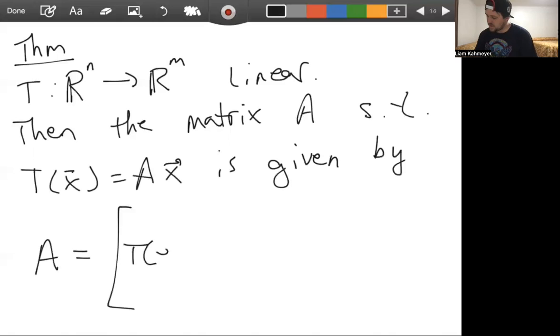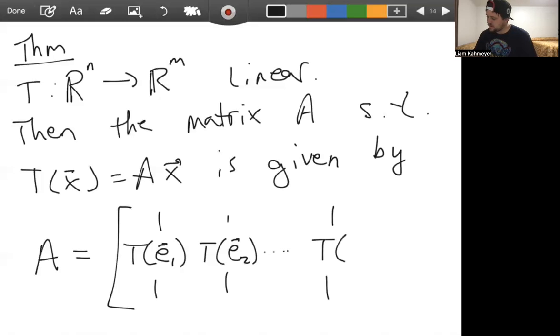so you take T of the basis vector E1, the standard basis vector E1 for Rn, right? For the first column. For the second column, you take T of E2, et cetera, up to the column vector T of En. And so if you can compute how the transformation transforms the standard basis vectors for Rn, then you know the matrix A that represents or induces this transformation.